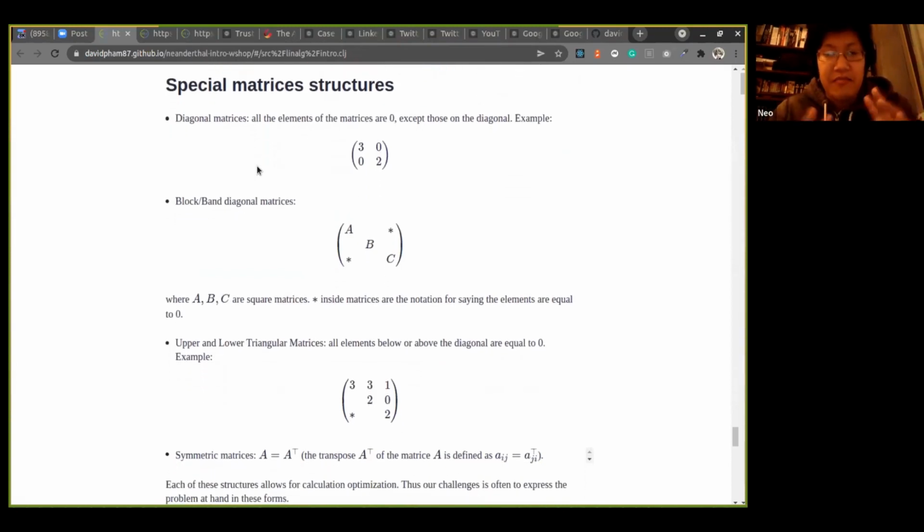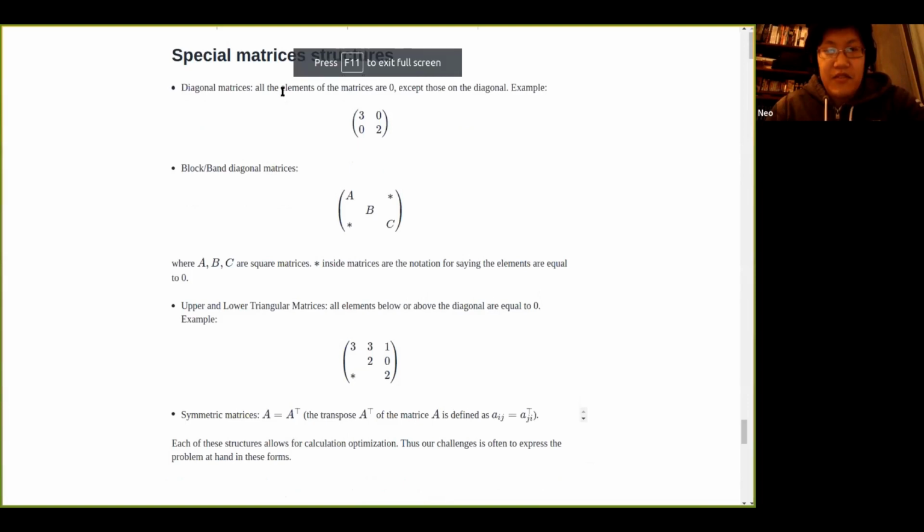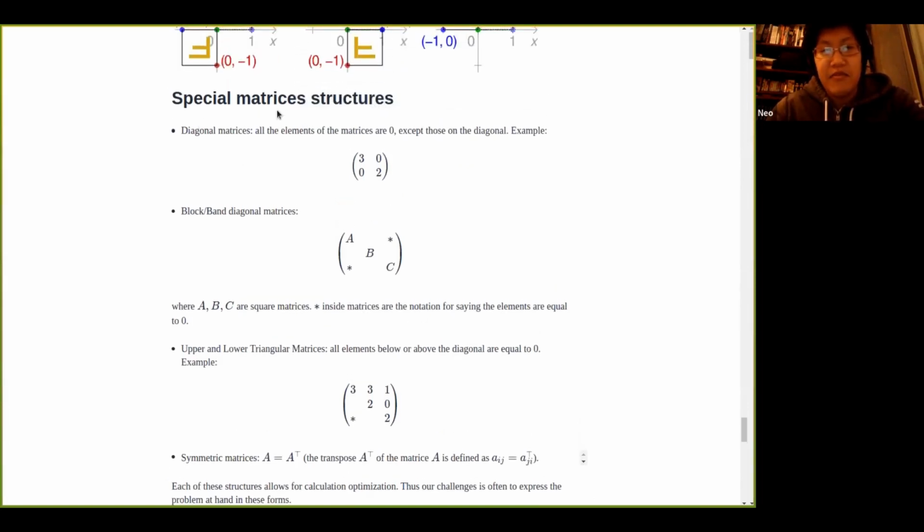I talked generally about matrices, and it's mainly just a square of numbers. But you still have some special matrices, right? That could maybe help us perform operations better and faster. And these matrices include the diagonal matrix, which is just saying all the elements outside of the diagonal are 0. So here is an example. This is a diagonal matrix because the elements outside of the diagonal are 0.